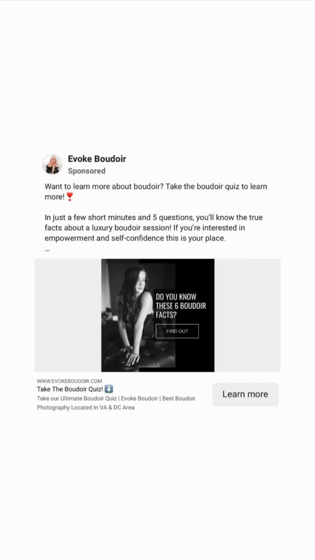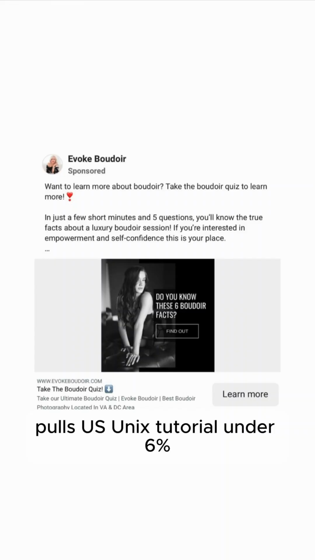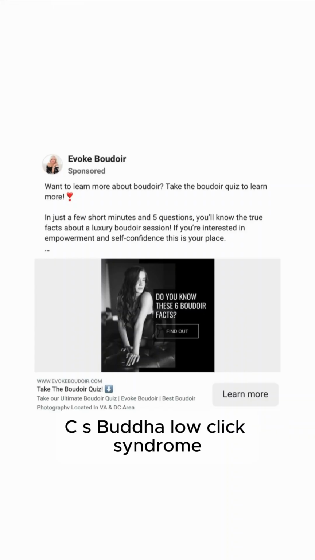And as a result, it pulls our unique CTR under 6%, and it actually contributes to BLCS, Boudoir low click syndrome.